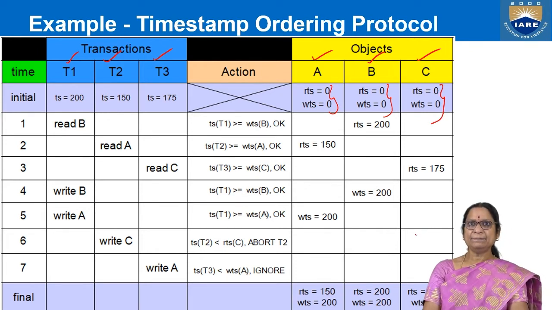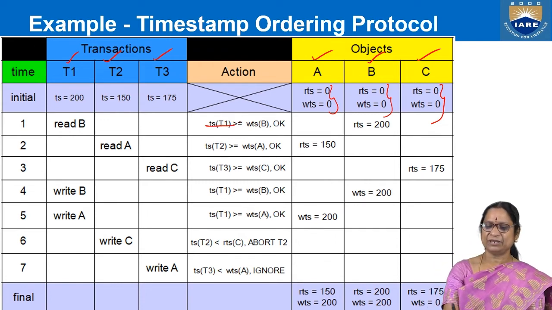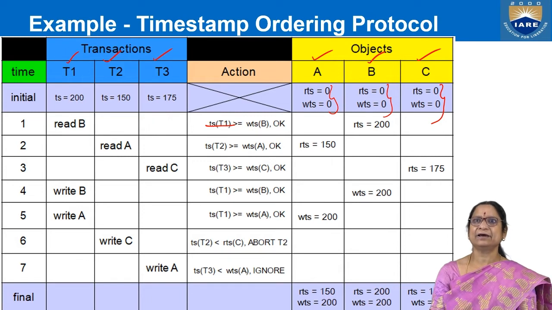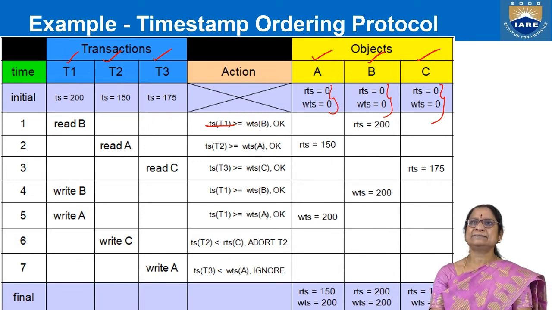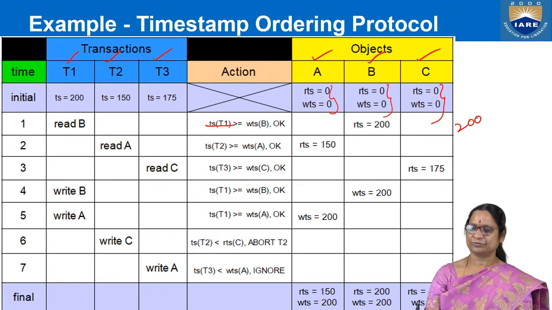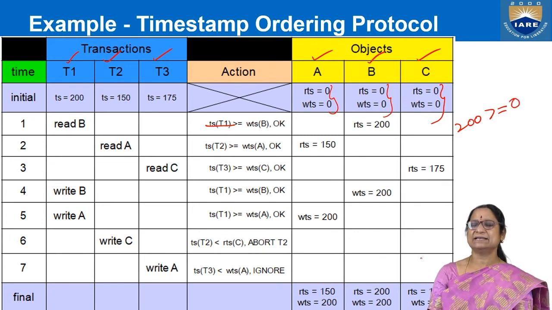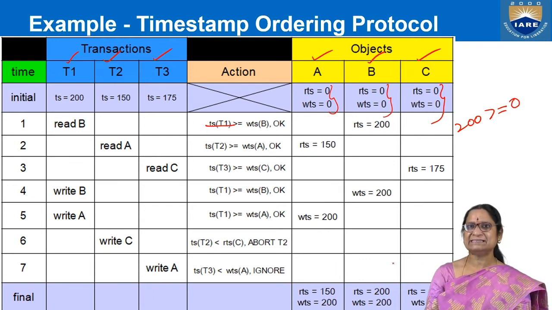Read B. By which transaction? T1. So we have to check first whether the timestamp of T1 is greater than or equal to the existing write timestamp of B. Read B is by T1. What is its timestamp? 200. So 200 is greater than or equal to the write timestamp of B, which is 0 initially. So yes, then okay. That means the read operation is okay, acceptable.